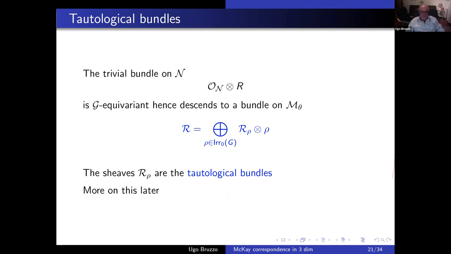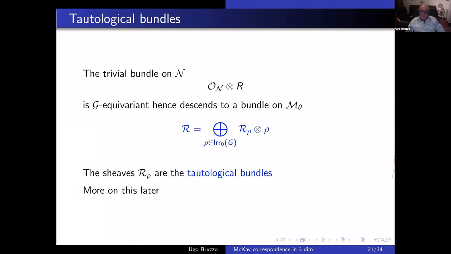So there are also tautological bundles on this quotient, because you simply take the trivial bundle and make it into a G-equivariant bundle by tensoring the structure sheaf by the regular representation. So you get a G-equivariant bundle, which therefore descends to a bundle on M theta. And when you decompose the regular representation into its irreducible pieces, you get a number of vector bundles that are called the tautological bundles.